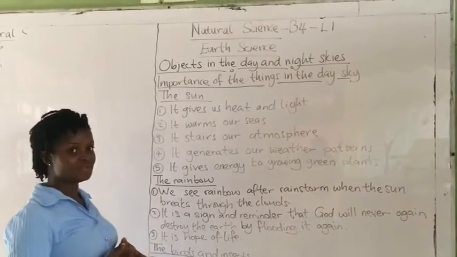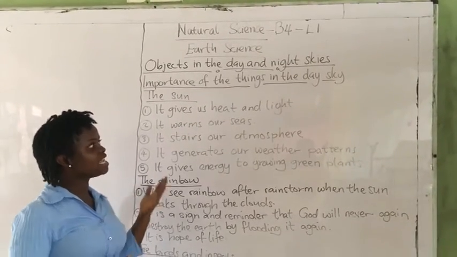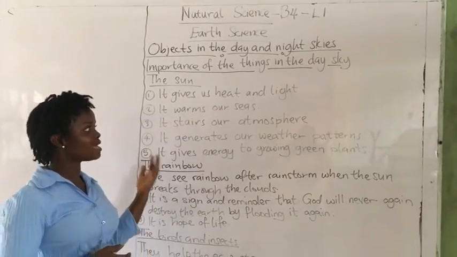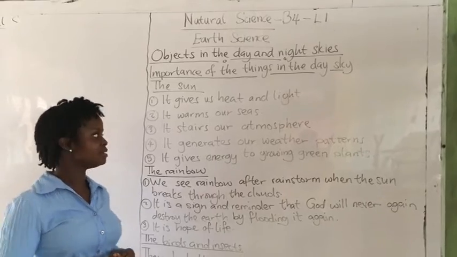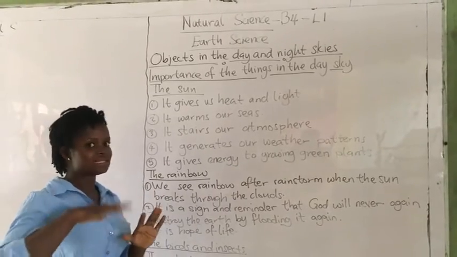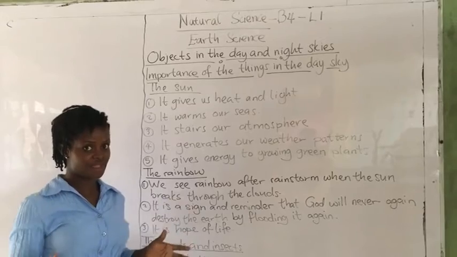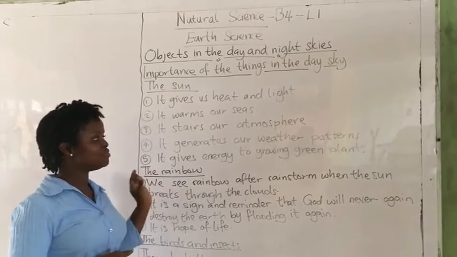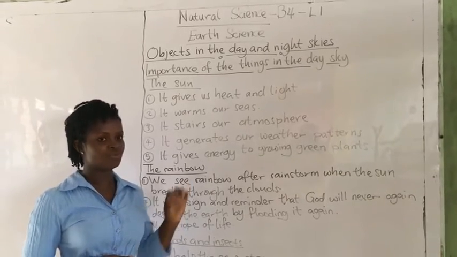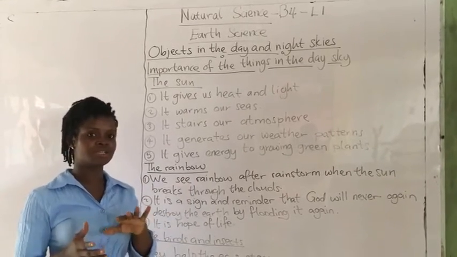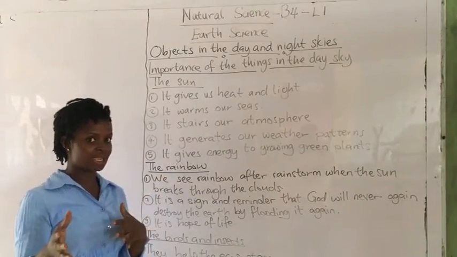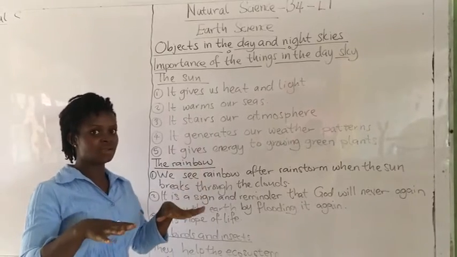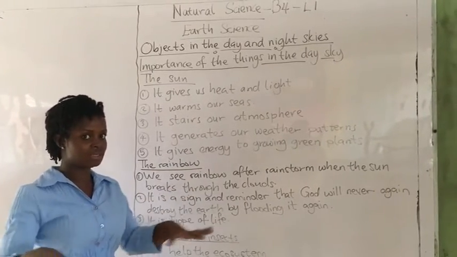So the importance of the sun: it gives us heat and light, right? Two, it warms our seas. Three, it stirs our atmosphere. And the fourth one, it generates our weather pattern. When we say weather pattern, it talks about wet and then dry. So when the sun shines, you see that there's less wetness or water around.